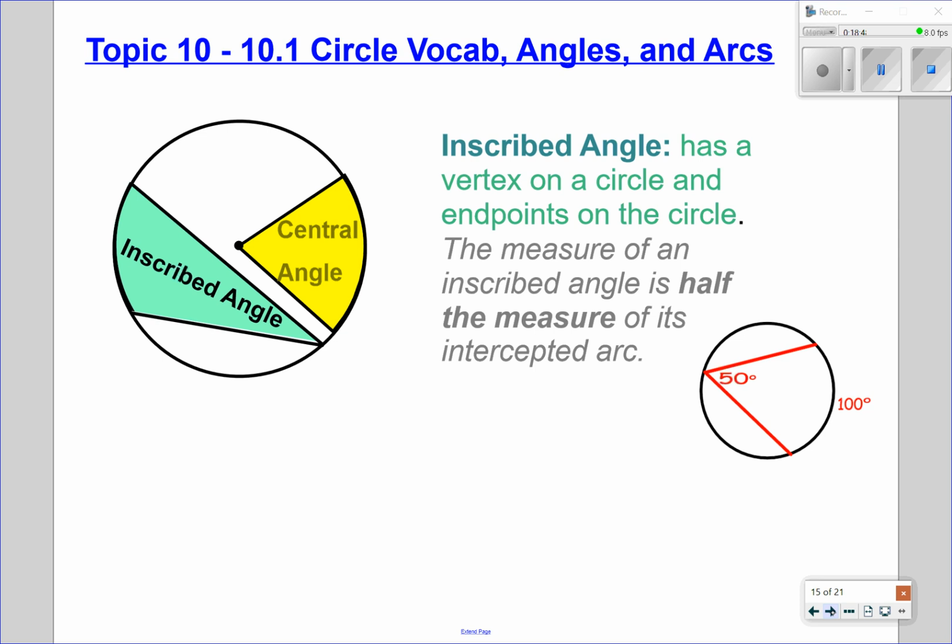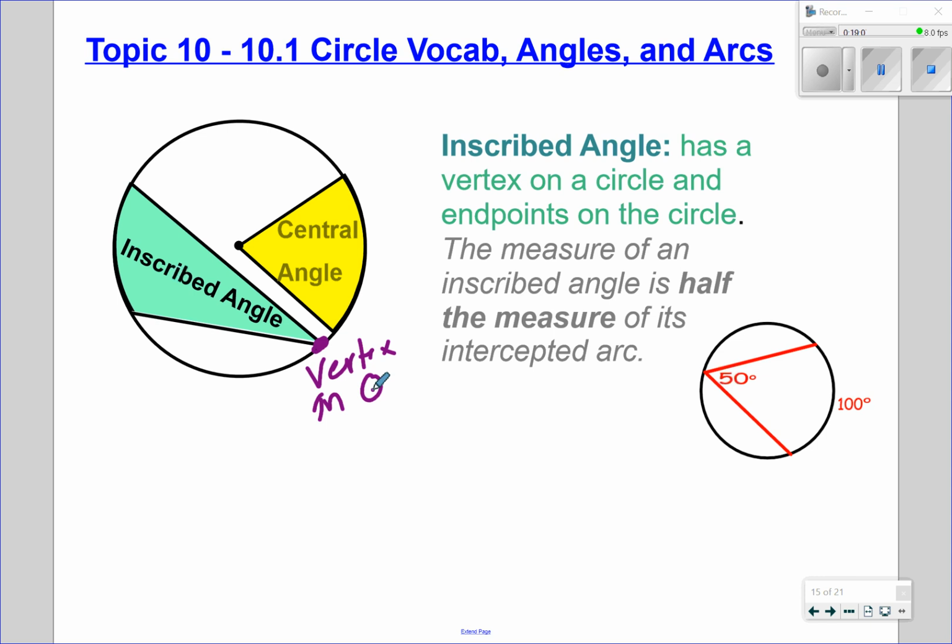Let's go ahead and talk about another type of angle. It's an inscribed angle. Inscribed sounds like inside, and that's kind of what it is. It's an angle that's inside the circle. Its vertex actually lies on the circle. So, vertex on the circle.